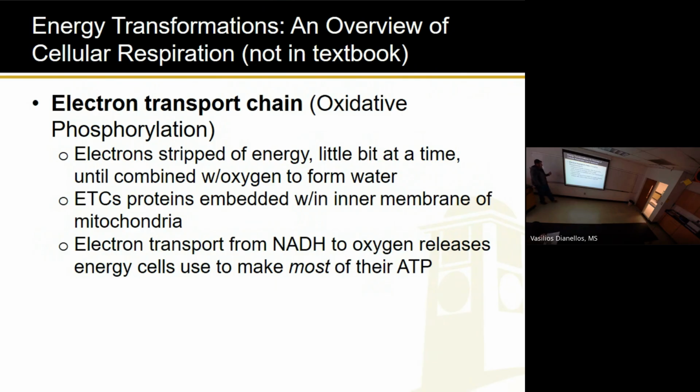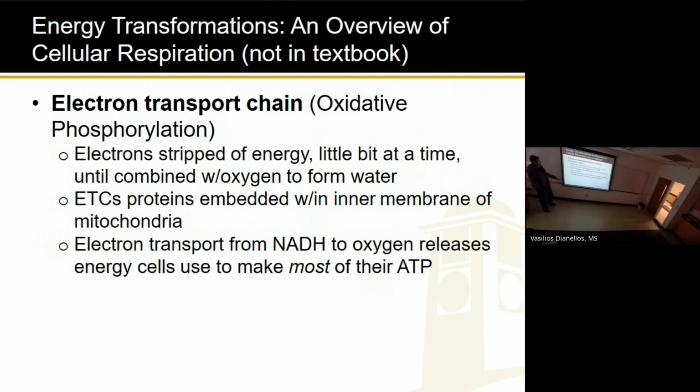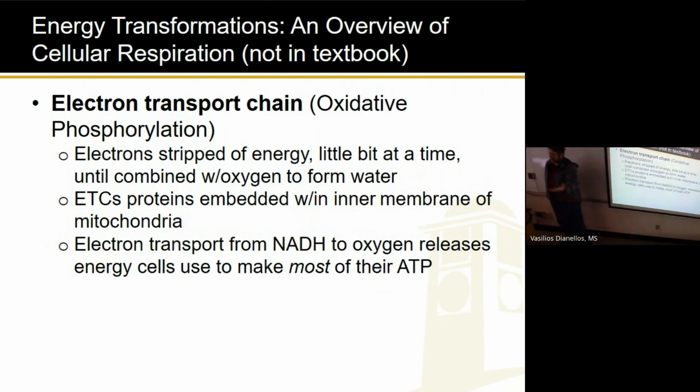Then we take these high energy electrons to the electron transport chain, where that energy is stripped away, right? The electron transport chain uses that energy a little bit at a time until finally the electrons are accepted by the oxygen. So that'll be a test question too. Which of the three stages uses oxygen directly? Electron transport chain. And it just so happens when the oxygen accepts those electrons, it then forms a molecule of water, which will be another test question. Which of the three stages produces water? And the answer is electron transport chain.